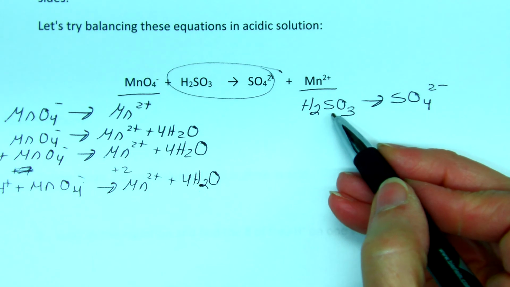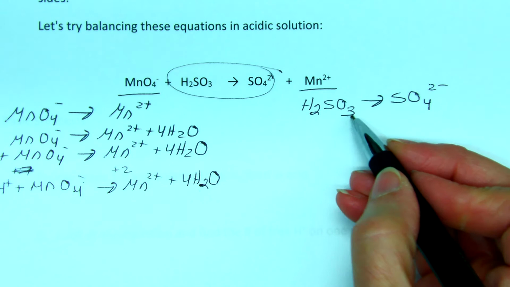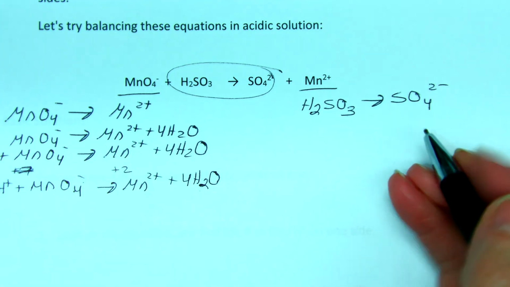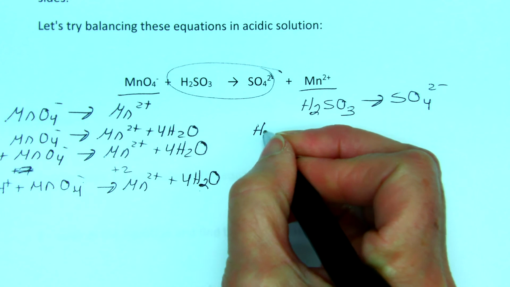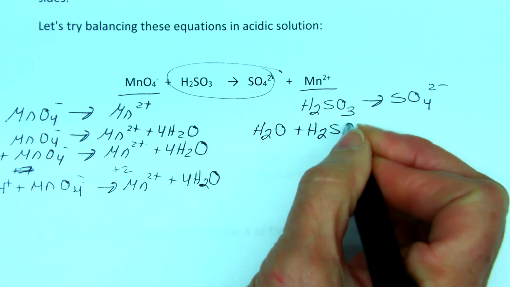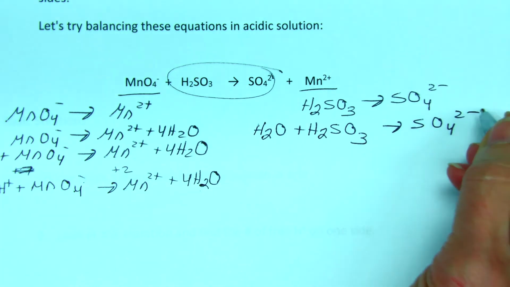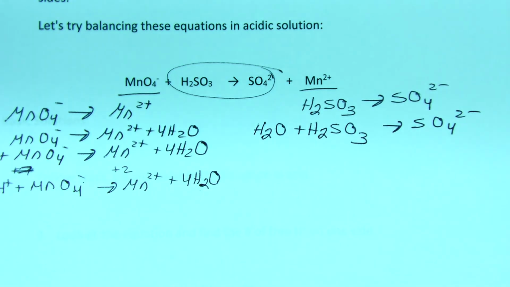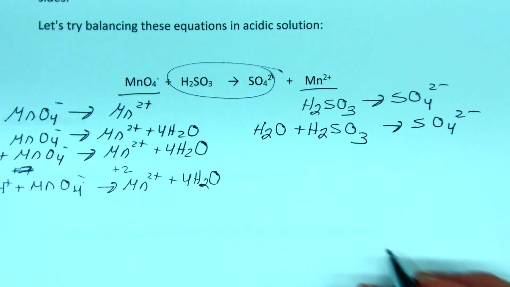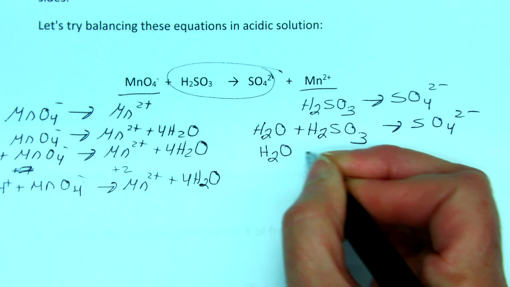Start off on inspection for sulfur. 1 sulfur, 1 sulfur. 3 oxygens and 4 oxygens. So I add water to the side that needs oxygen. So water plus H2SO3 yields SO4 2-. Now when I look at my hydrogens, I have 4 hydrogens on the left and no hydrogens on the right. So I add 4 hydrogen ions to the right-hand side.